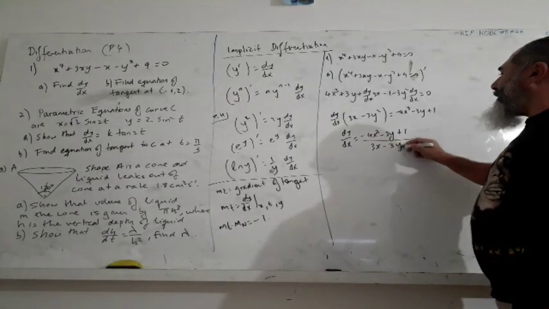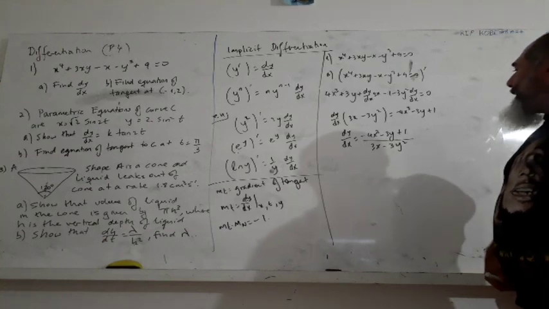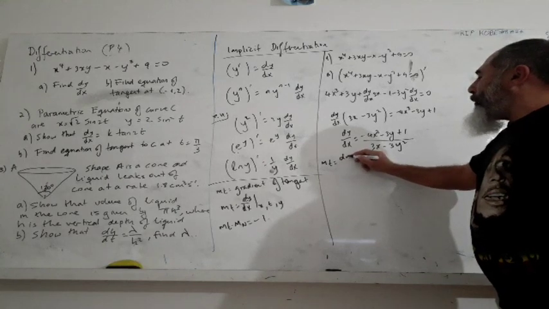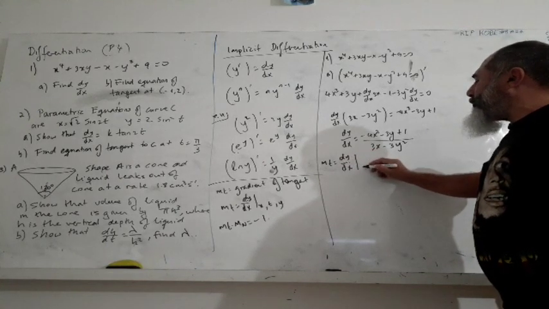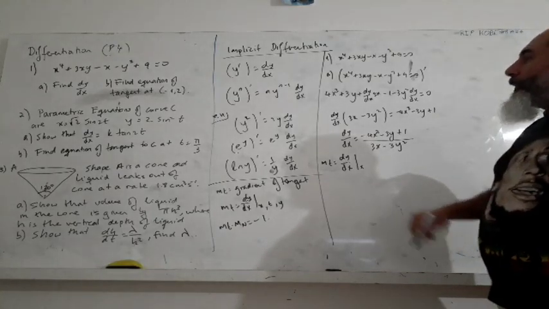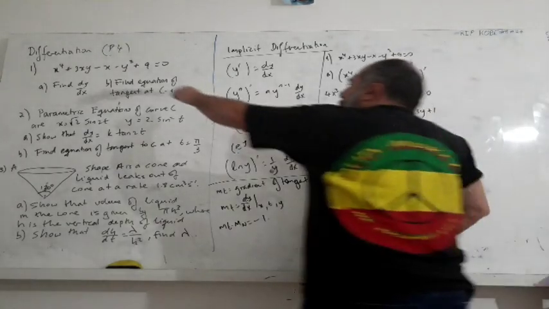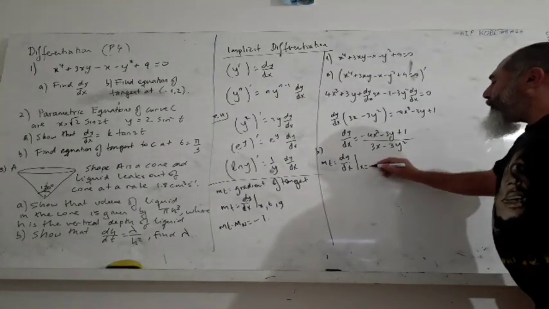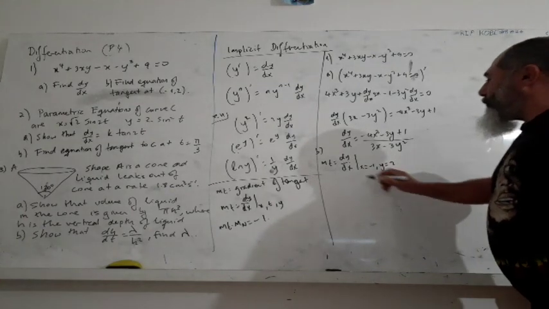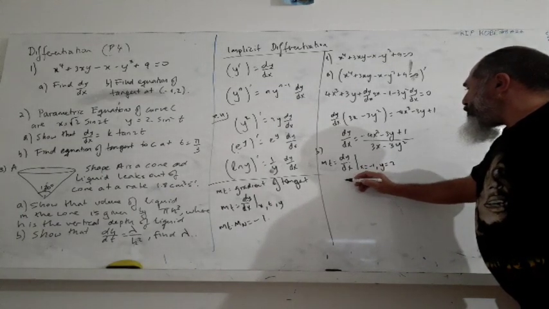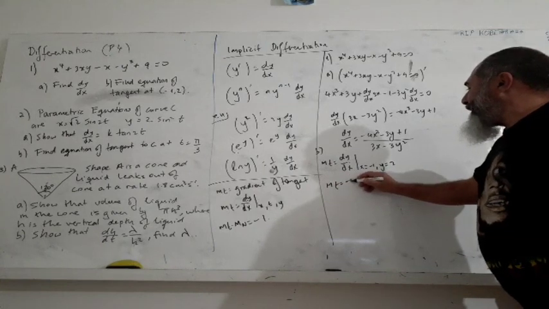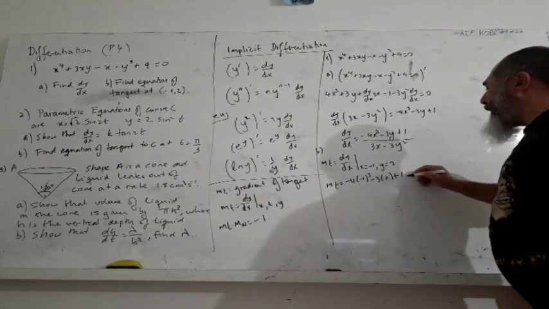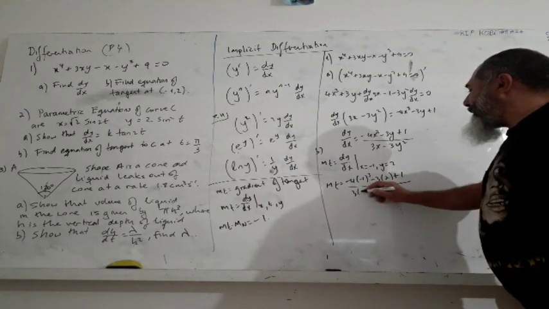And to be able to find the tangent in dy over dx, we have to substitute x is equal to, that's the answer for part B. Find equation of tangent at minus 1 and 2. x is equal to minus 1, y is equal to 2. So m tangent is going to be minus 4 times minus 1 cubed minus 3 times 2 plus 1 divided by 3 times minus 1 minus 3 times 2 squared.